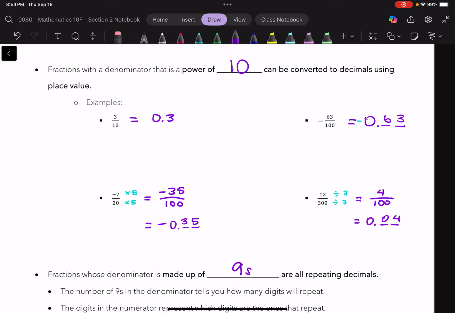Now, we also discussed what happens when I have fractions that don't technically have a power of 10 as a denominator, but I could make into an equivalent fraction that has a power of 10 denominator. So this strategy of powers of 10 denominators using place value to convert to decimals works even if I don't have a denominator that's already there. But if I have a denominator that could easily be converted into an equivalent fraction with a power of 10 denominator, that can also be something I use.